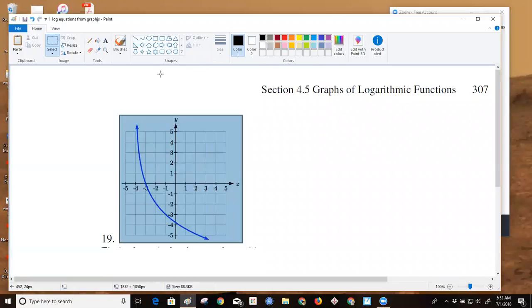Okay, so here's a couple of log graphs from section 4.5 on page 307. And I thought I'd walk you through how I do these kind of problems. So what am I noticing here for this number 19? Remember, the odd answers, you can find the fully worked out answers online. I've got that information in the week 0 area.